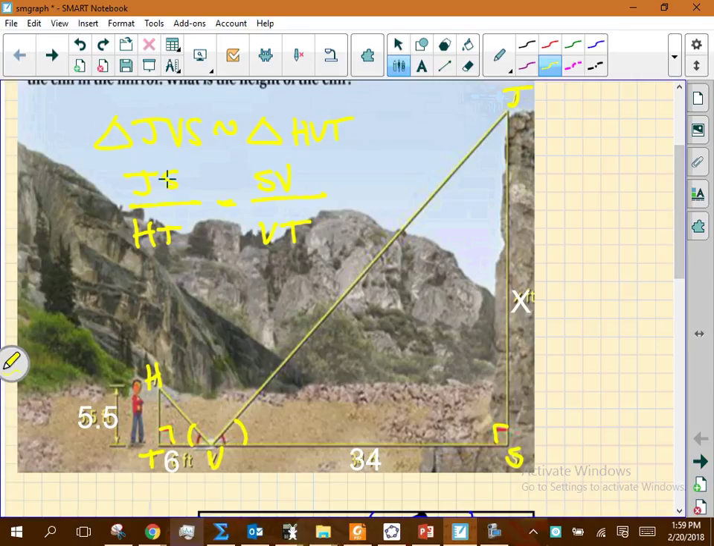But the reason I do that is because now if I look at these, is this the height of the cliff, J to S? Is that the height of the man? Yes. All right, so compare the heights of the cliff to the height of the man. Is this the distance from the cliff to the mirror? Yes. And this is the distance from the man to the mirror, right? So there's a link there between those two. This being 34, and this being 6, right?